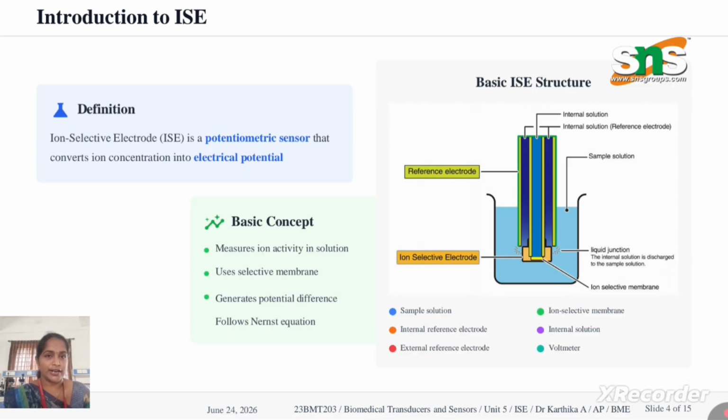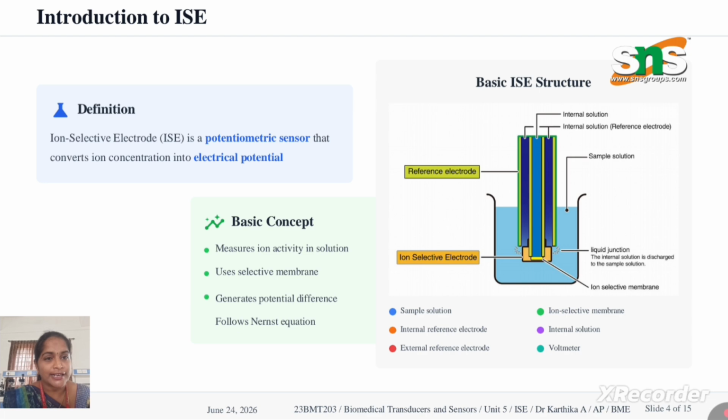See the introduction to ISE. Here the ion selective electrode is a potentiometric sensor that converts ion concentration into electric potential. The basic concept is that it measures the ion activity in solution, uses a selective membrane, generates a potential difference, and follows the Nernst equation.